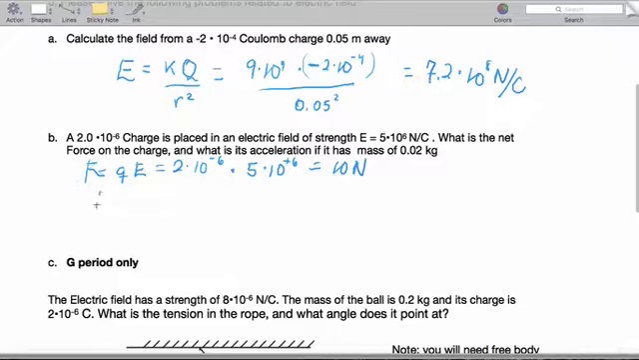Now for the acceleration, let's remember that F equals ma, bringing it back to first semester. So we're going to have a 10 newton force equal to 0.02 times a. When we simplify, we're going to end up getting a equals 500 meters per second squared.